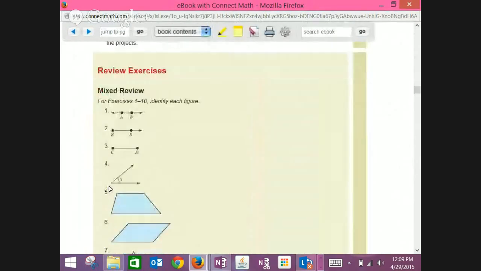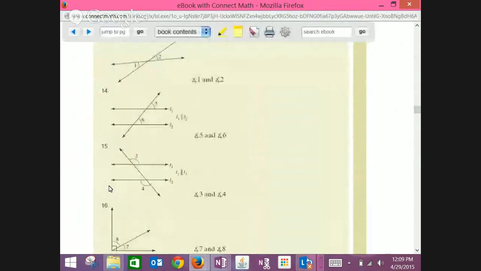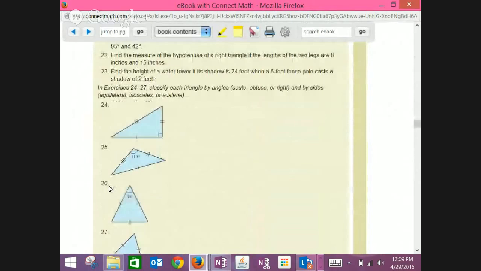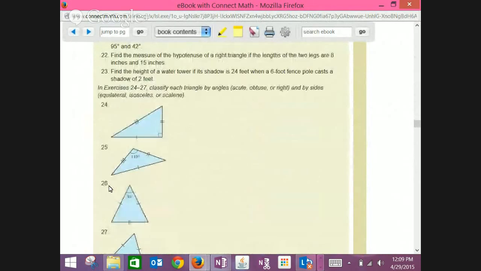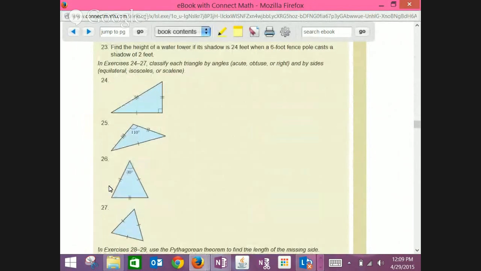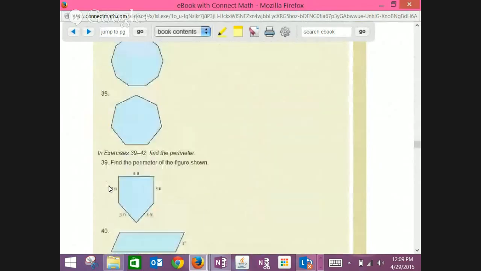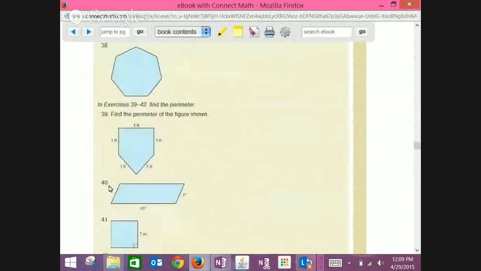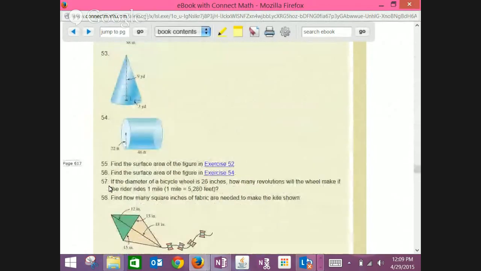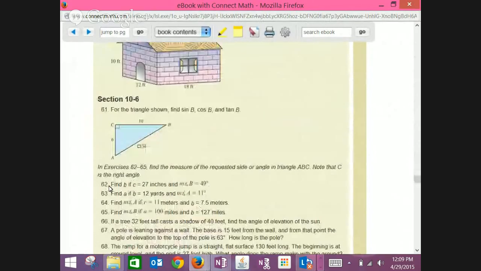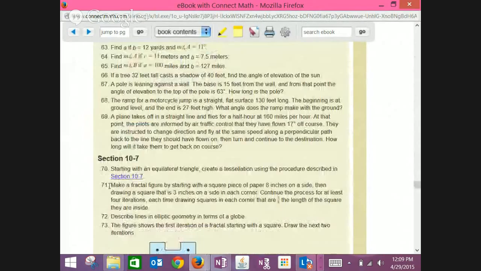These, or things like this, are free game for the test. Identify the triangle as acute, obtuse, or right, or then equilateral, isosceles, or scalene. So the type of questions you have in 10-3, 10-4, 10-5, 10-6, and then of course we didn't do 10-7.